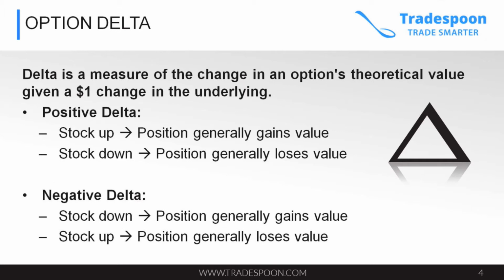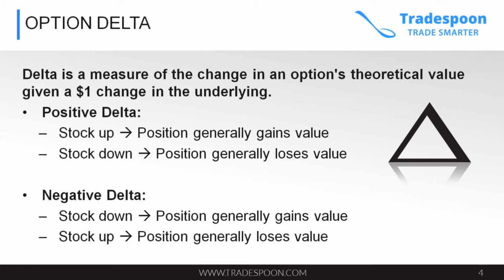So option delta, let's go over that definition. For an individual position, for an individual option, delta is a measure of the change in the option's theoretical value, given a dollar change in the underlying stock. So if you have an option position and the stock moves by $1, delta tells you by how much the price of the option will change. The higher the delta, the higher the change will be in the underlying option price.